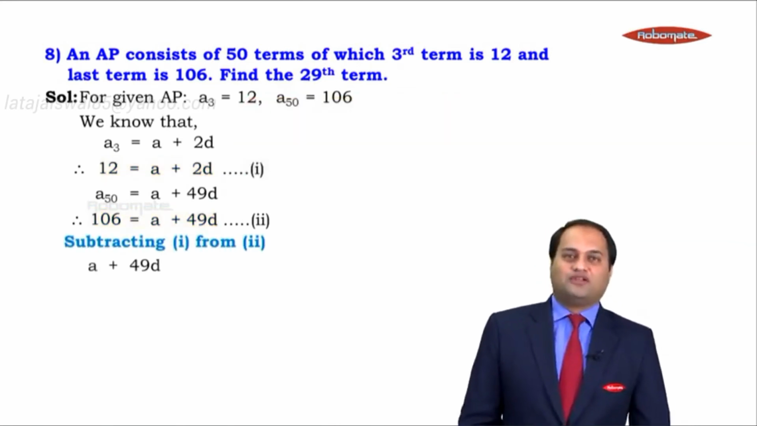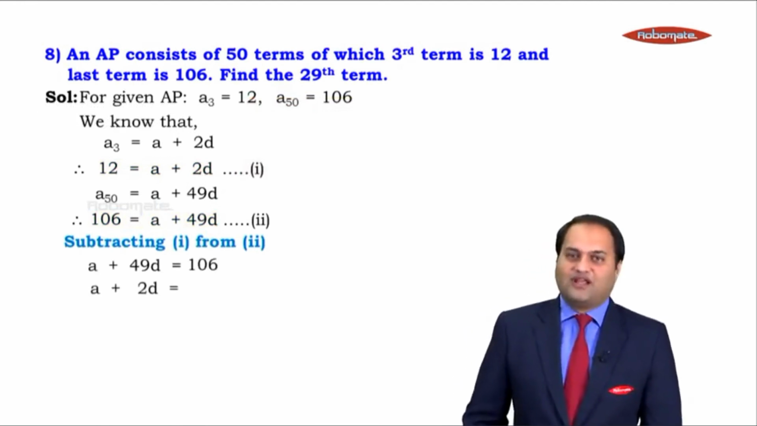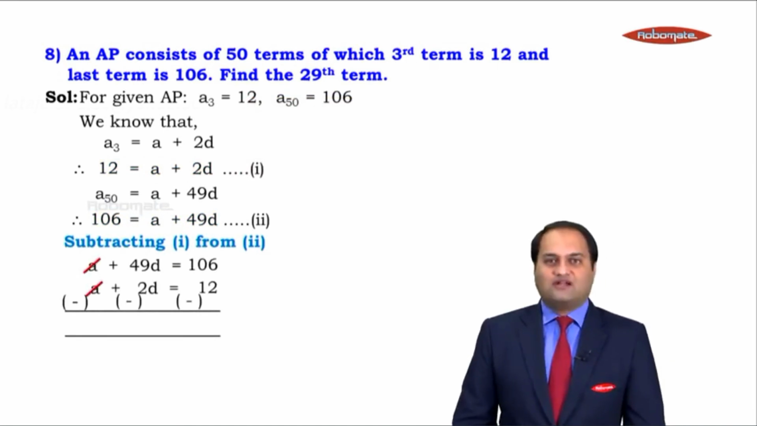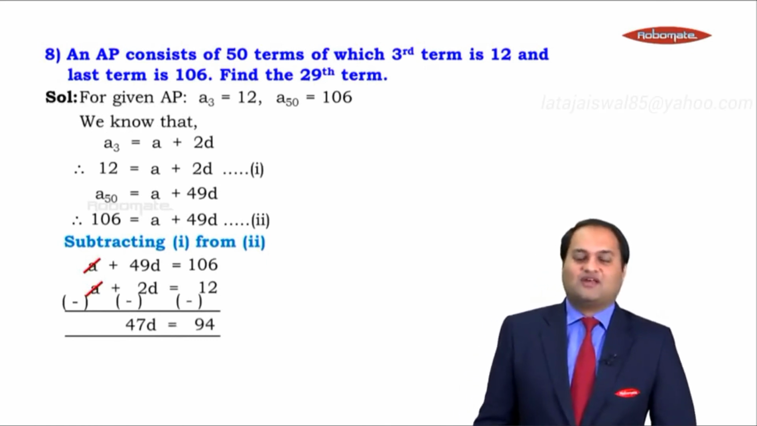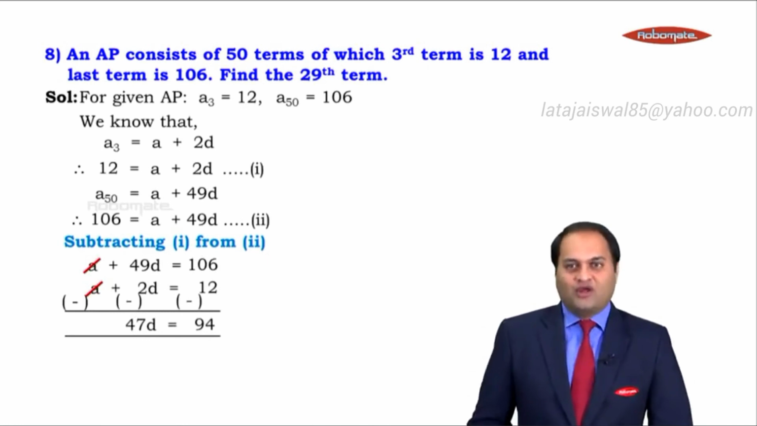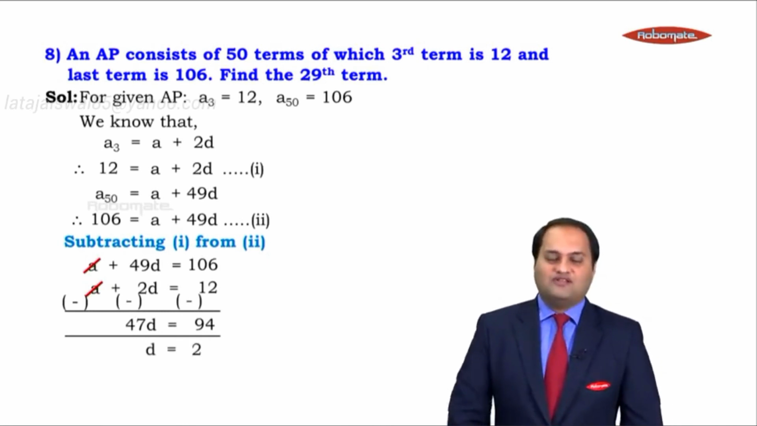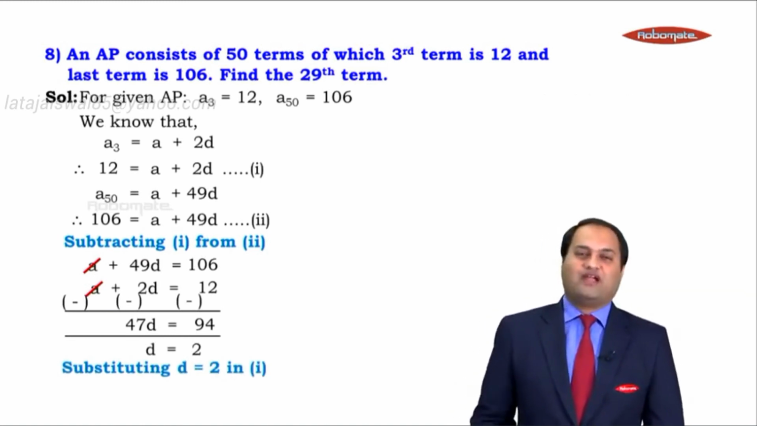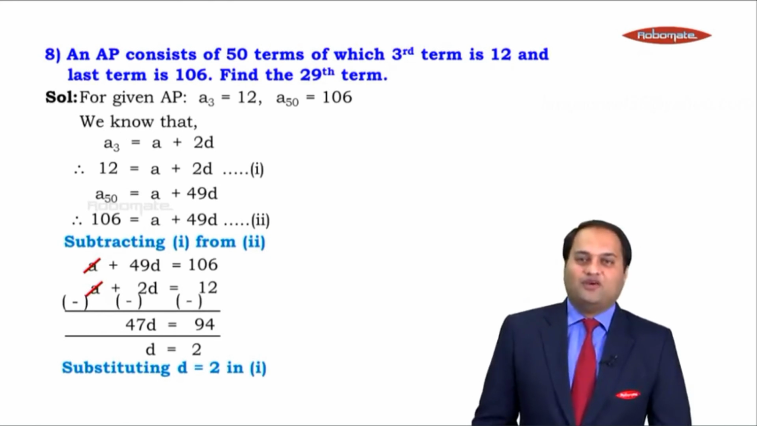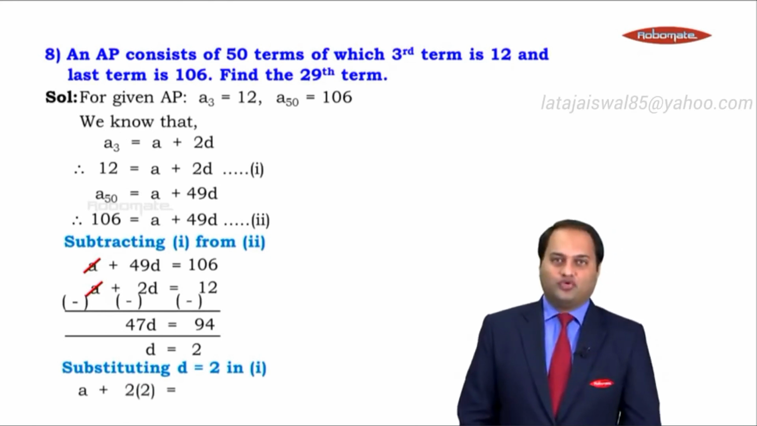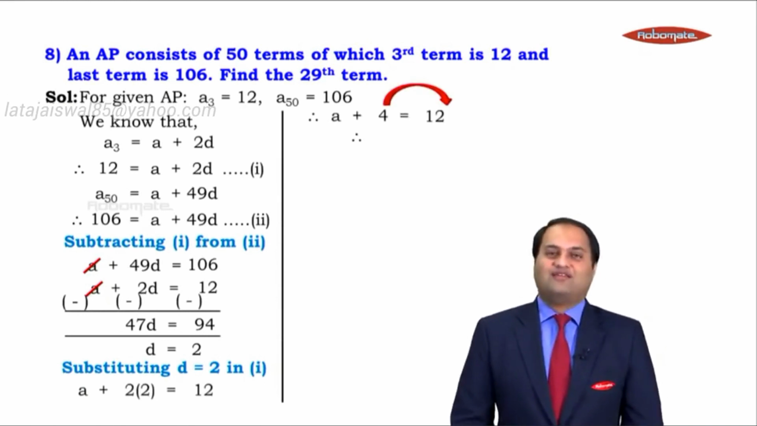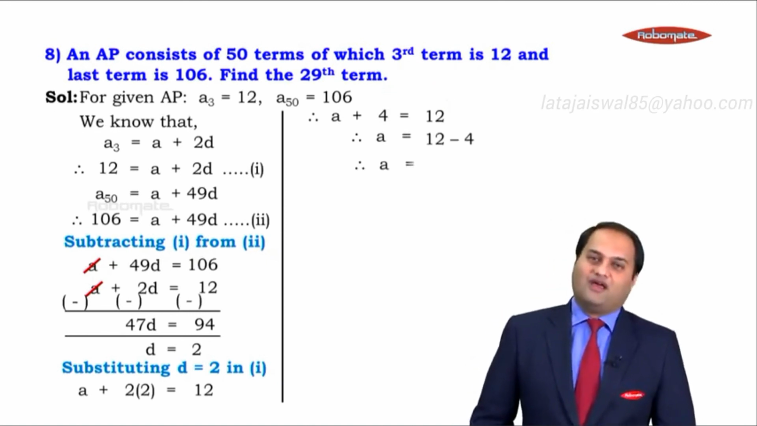Let's do it. Subtracting equation 1 from 2, write the second equation first, then write the first equation. Do not forget to change the signs. A minus A gets cancelled. 49 minus 2 is 47 and 106 minus 12 is 94. 47D is equal to 94, so D is equal to 2. Once you get the value of D, substitute D in either of the two equations so that we get the value of A. Let's substitute D in equation number 1. We get A plus 2 into 2 is equal to 12. Therefore, A plus 4 is equal to 12. Therefore, A is equal to 12 minus 4, which is 8.